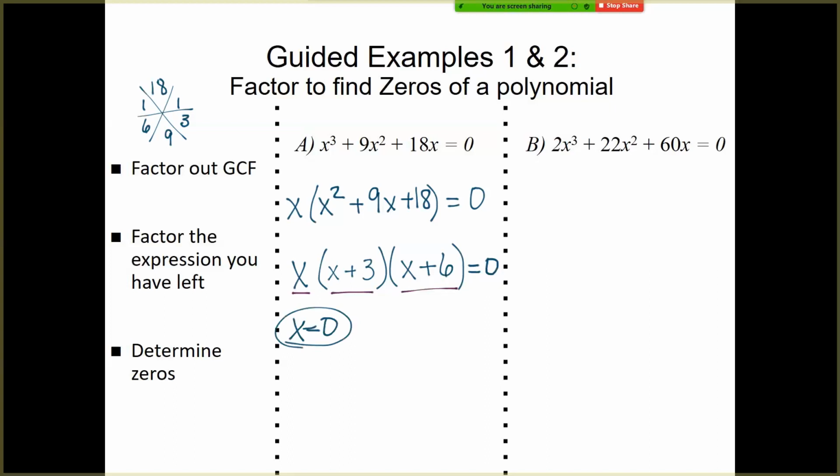If I set the second set of parentheses equal to 0, x plus 3 equals 0, that's going to give me a solution of x equals negative 3. There's another answer. And the last one, x plus 6 equals 0, is going to give you a solution of x equals negative 6. So 3 answers. I know we're used to just getting 2 when we factor. Now we're adding on extra things. So here we had a greatest common factor that we had to set equal to 0.